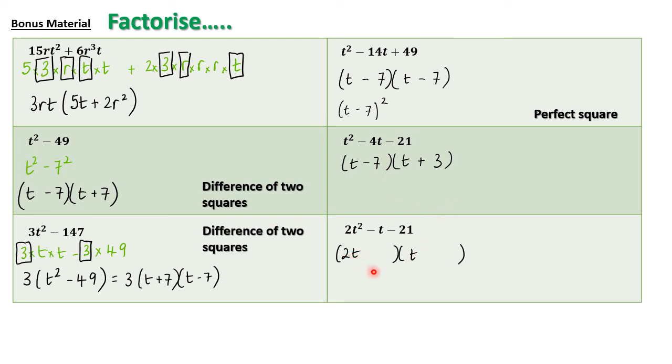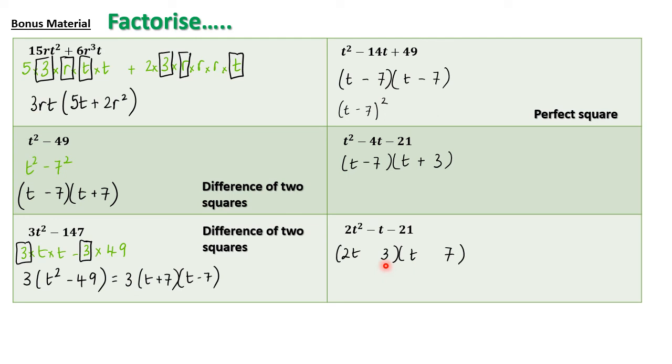The last one, because we have a 2t squared, one of the brackets needs to start with a 2t and the other one just with a lonely t on its own. And again, I need to make 21 on the end, so it's going to have to be 7 and 3, or 1 and 21. And you probably need to practice a little bit so you spot what numbers are going to be best, and you can try it a few ways around.